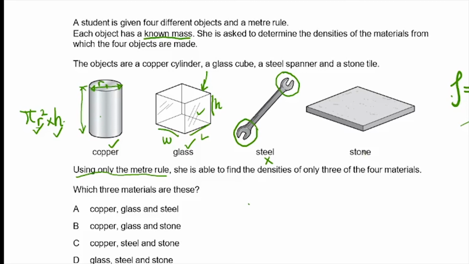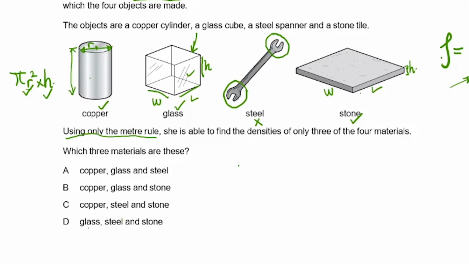Then, of course, the stone tile. You can get the length there, you can get the width, you can get the height using a meter rule. So this is in. So which 3 materials are these? The 3 materials this student was able to measure using the meter rule, given the known mass, are the glass, where there is no steel. Of course, where there is steel, this is out, and this is also out. So the answer is B.